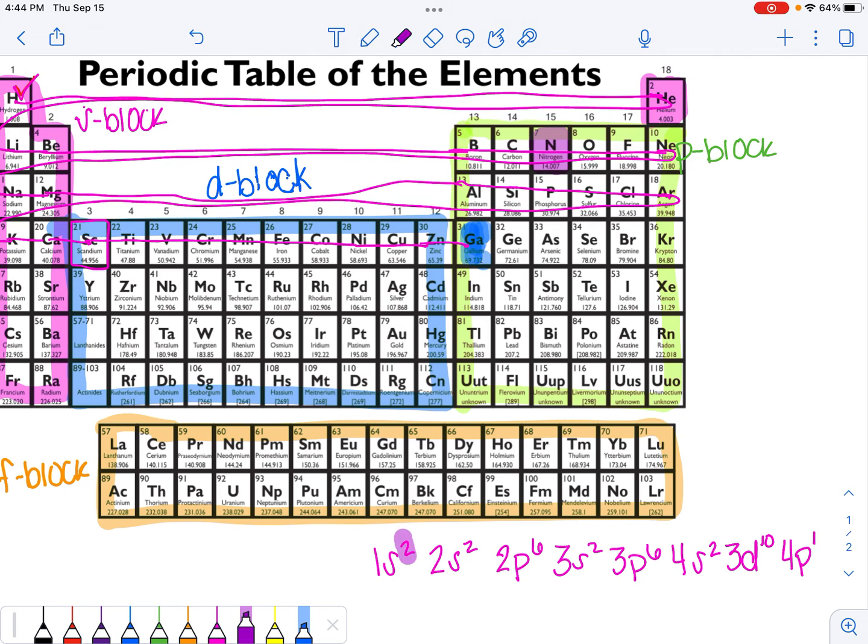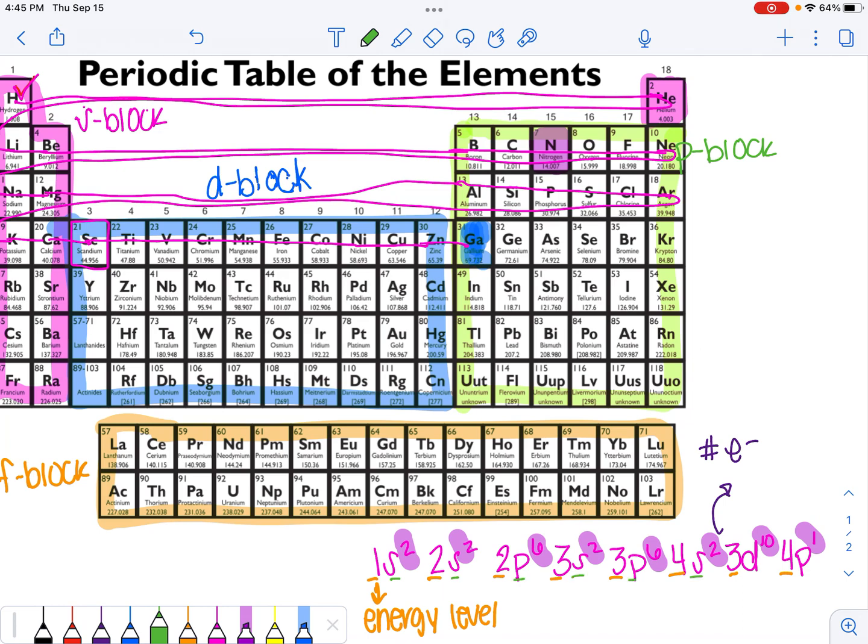If you count up your superscripts, these are your number of electrons right here. This should correspond to 31. So your superscripts represent your number of electrons. Your coefficients in the front here represent your energy level. This will correspond to the period for the s and the p block. And then lastly, you have your orbitals, s, p, d. That's what we went through for these.